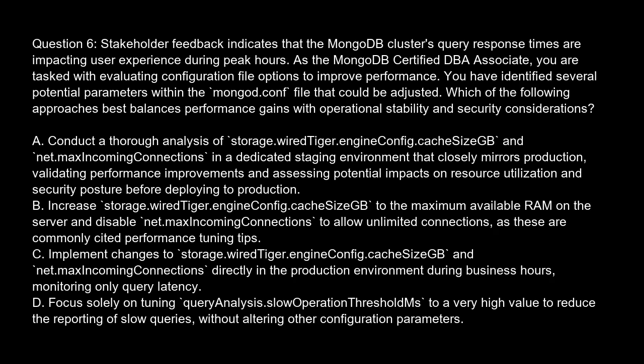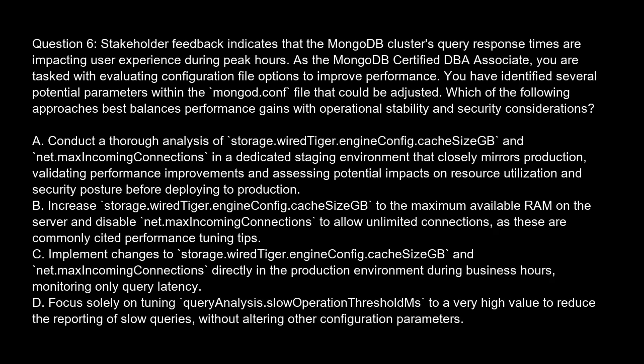Option B. Increase storage.wiredTiger.engineConfig.cacheSizeGB to the maximum available RAM on the server and disable net.maxIncomingConnections to allow unlimited connections, as these are commonly cited performance tuning tips.